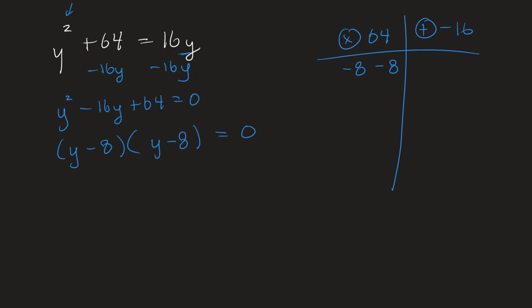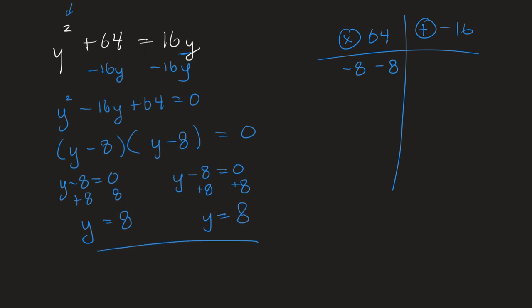And then it's a zero property. So either the first thing in brackets is equal to 0, or the second thing in brackets is equal to 0. Solving each of those, add 8 on both sides. So you get y is equal to 8, and y is equal to 8. So your answer is 8.